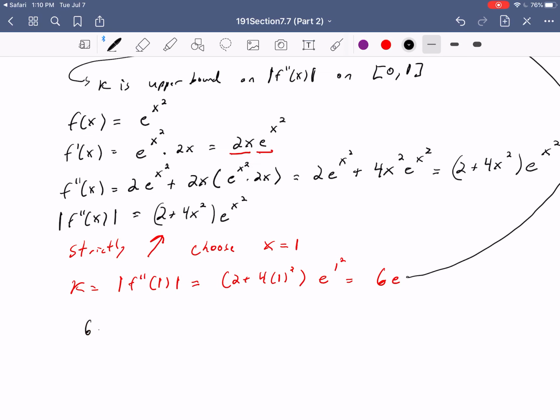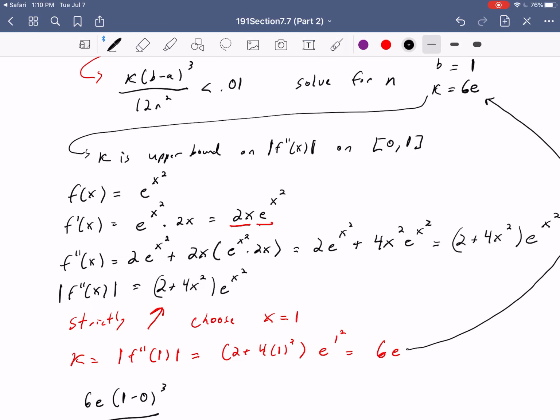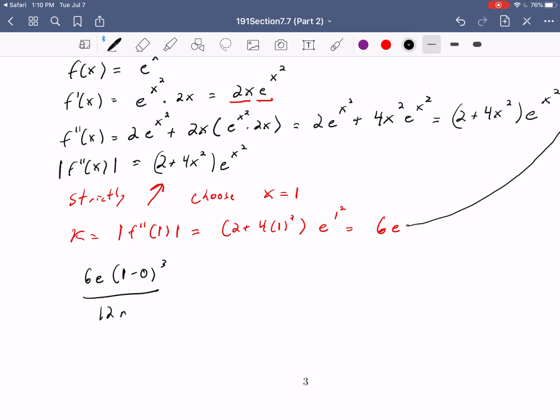So our k is 6e, (1 minus 0) cubed, over, and we had 12n squared, and that's supposed to be less than 0.01. If you want to, you could bring the 12n squared over onto the other side. And of course the (1 minus 0) cubed is just going to be 1. So this implies 6e is less than 0.12n squared. Then you could divide by the 0.12. And so this would imply that 6e over 0.12 is less than n squared.